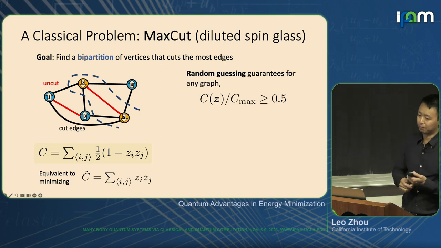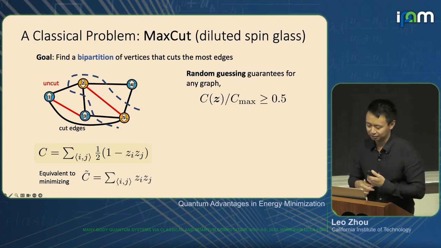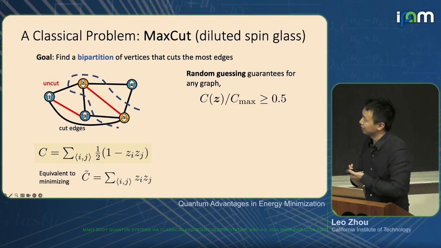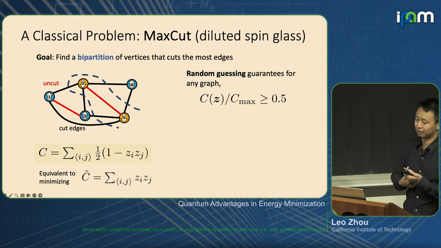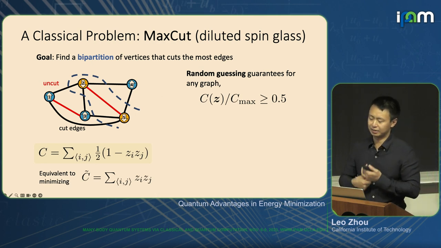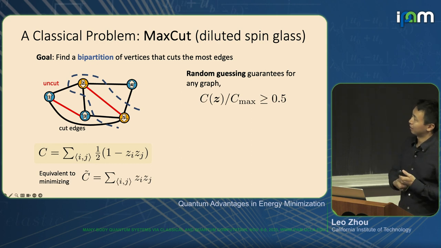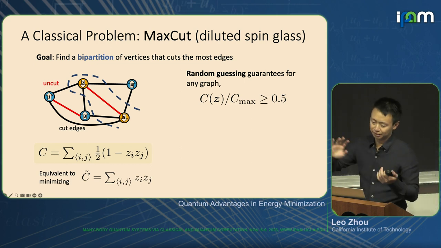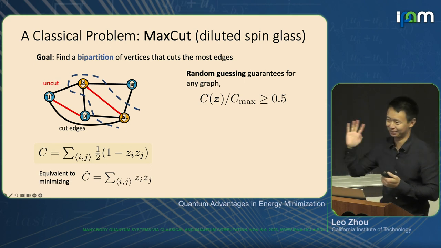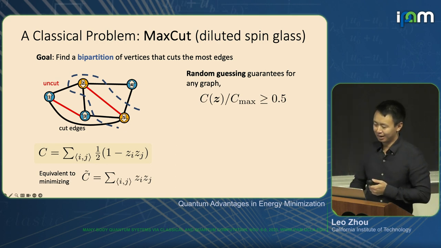So for this problem, also mentioned in Ojas's talk on Monday, it turns out that random guessing already can guarantee that for any graph, you can find a bit string that cuts at least 1/2 times the maximum cut. So actually, for this part of the talk, I'm going to be talking about really maximizing energy instead of minimizing, just so you don't get confused.